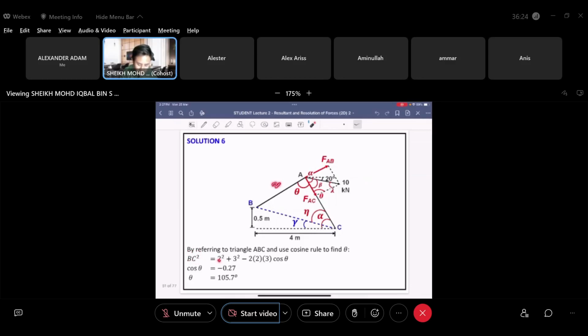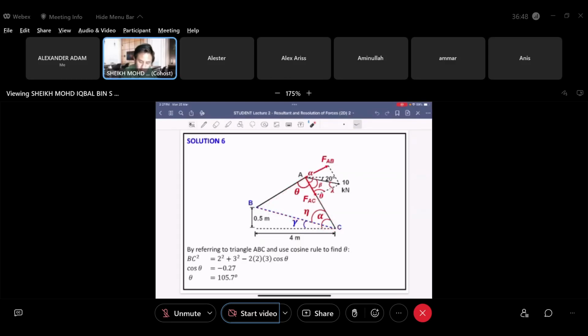Same thing here, 2, 3, and given the question. So only one unknown, theta, which we can find, right? Calculate this one, and finally you have theta, which is 105.7 degree. So this one is 105.7 degree, right? Easier to calculate because now we have all three magnitudes, right?